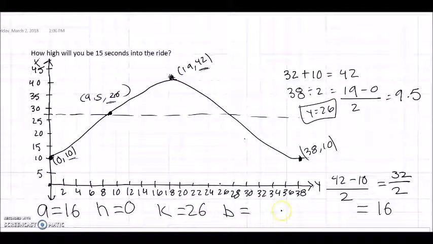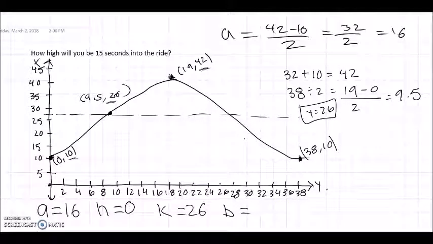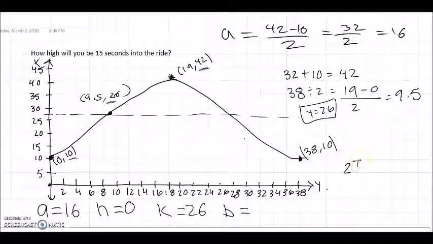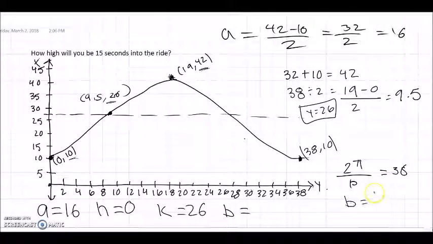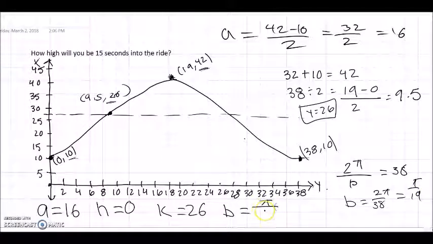To find our b value, we need to use the equation 2 pi over b equals 38. So b equals 2 pi over 38, which equals pi over 19. So we know that pi over 19 is our b.